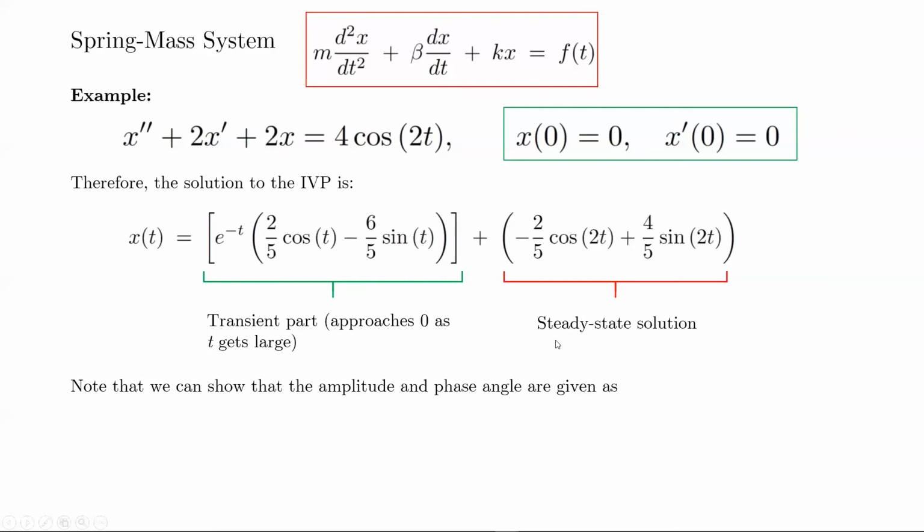We can also show that the amplitude and the phase angle are given as square root of 8/5, and the phase angle phi was 2.8198, if we were asked those questions as well. But in fact the solution we've got here is fine to solve the initial value problem, unless we were specifically asked to find the amplitude and the phase angle.